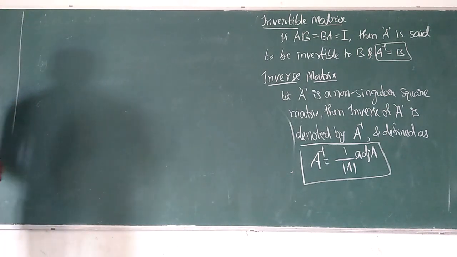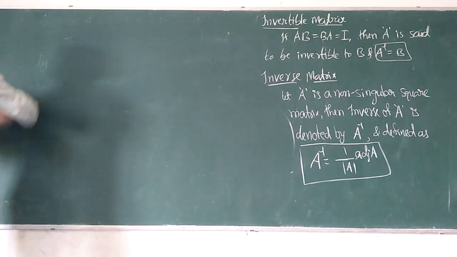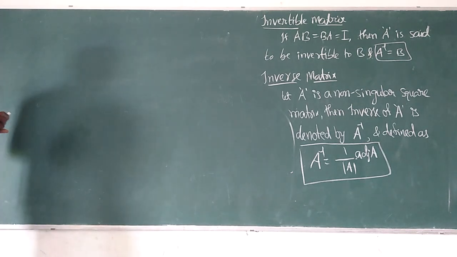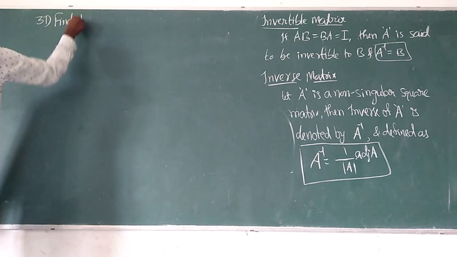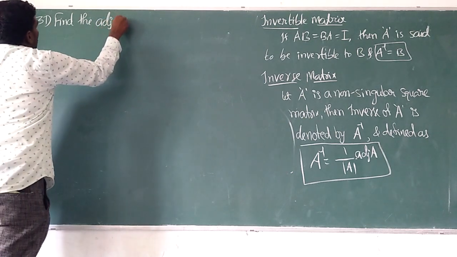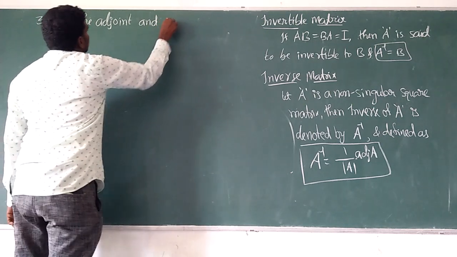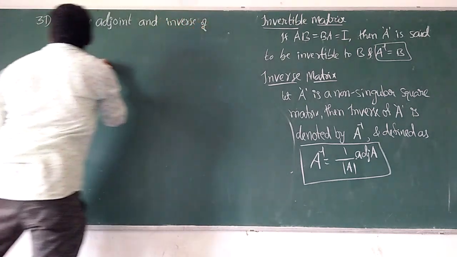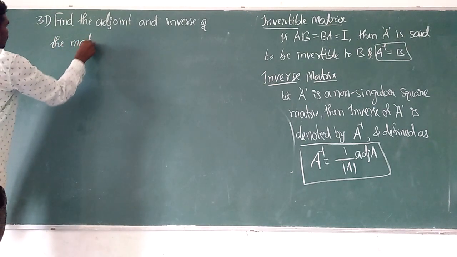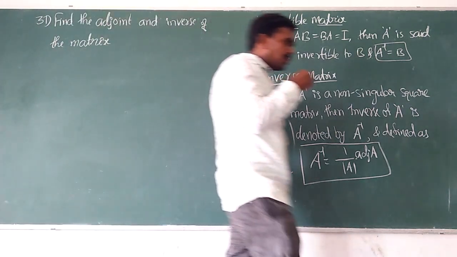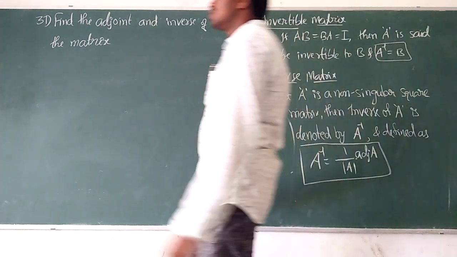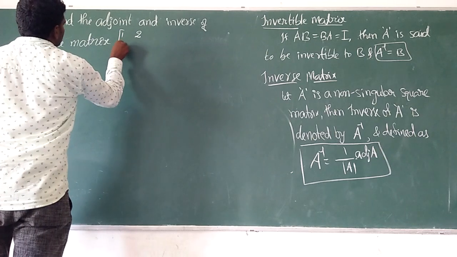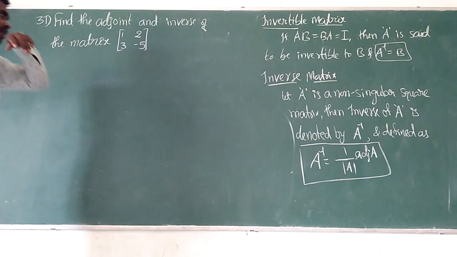So what is this chapter? Matrices. In this part, we are discussing 2 marks questions. Question 37: Find the adjoint and inverse of the matrix 1, 2, 3, minus 5.